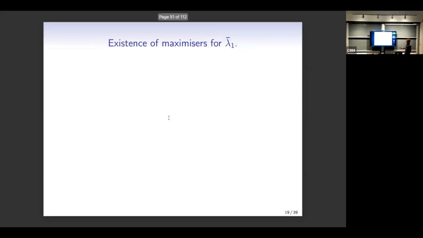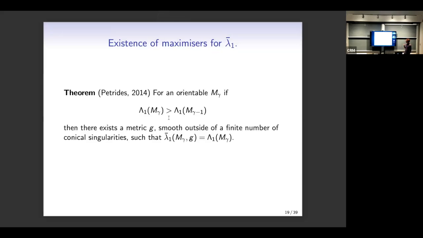All right, so what else can we say? The question of existence comes up, right? Can we always find a maximizer? In this case, for the first eigenvalue, you can actually say something. That's the partial result by Gutierrez, who proved the following. I'm going to restrict to the orientable case, and I'm going to denote the orientable surface of genus gamma by M gamma.